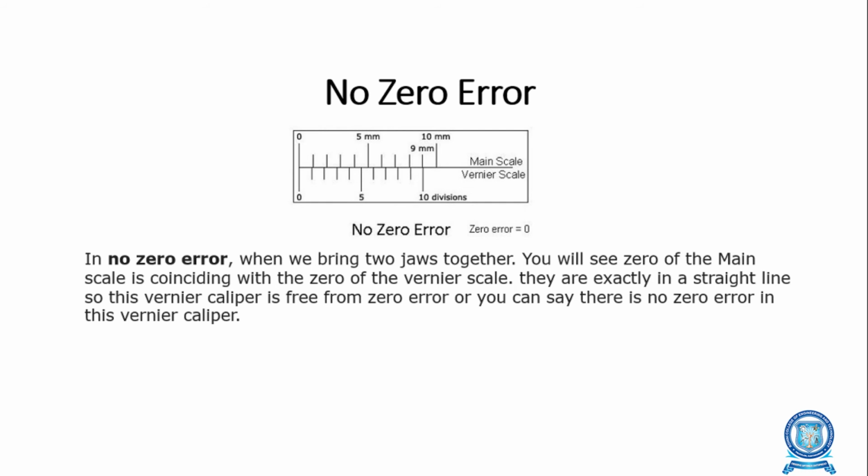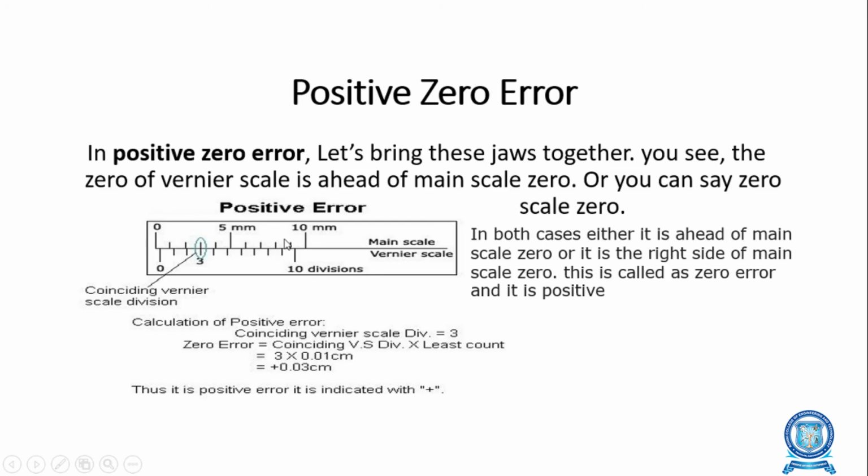The zero of the main scale is coinciding with the zero, as shown in the figure. When we join the two jaws, the vernier scale zero and main scale zero coincide with each other. That is called no zero error. What is the positive zero error?